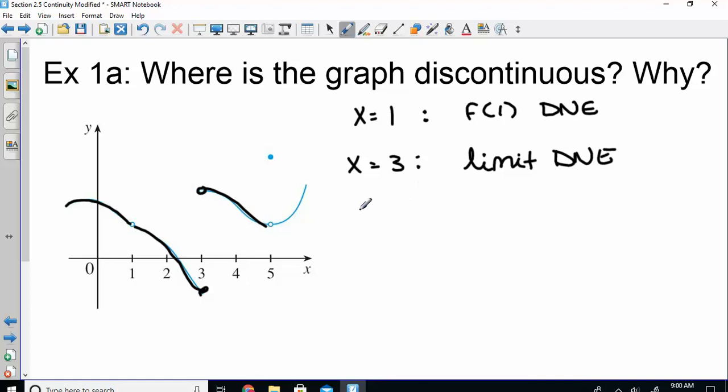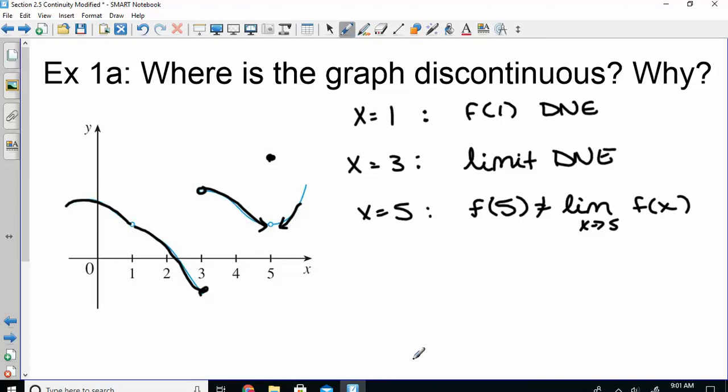Where's the next break in my graph? 5. Does the function exist at 5? Yes, we have a closed circle. Does the limit exist at 5? Yes. When you're coming in from both the left and the right, it is going to the same value. Does the function equal the limit? No. So my reason is f of 5 does not equal the limit, or you could just write the function doesn't equal the limit at 5, something like that. So those illustrate the 3 rules of continuity and the problem with each of them.